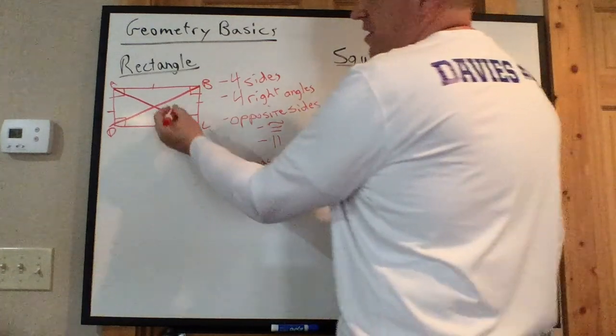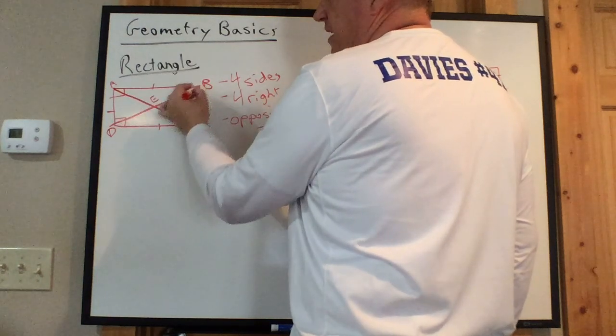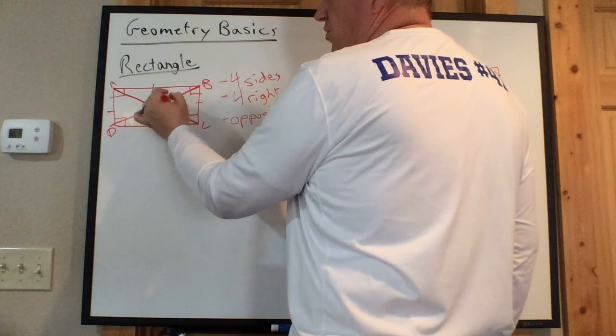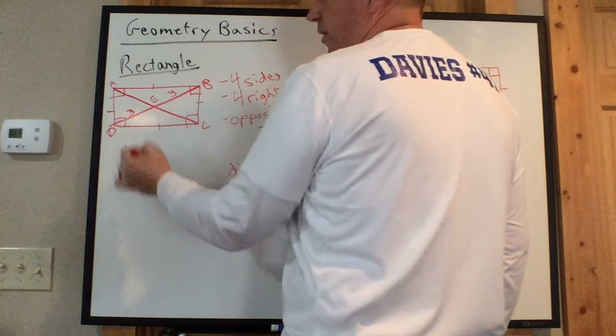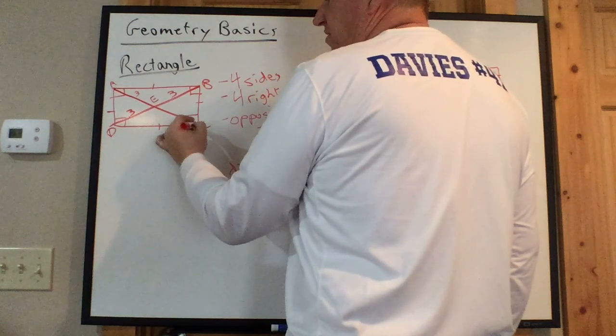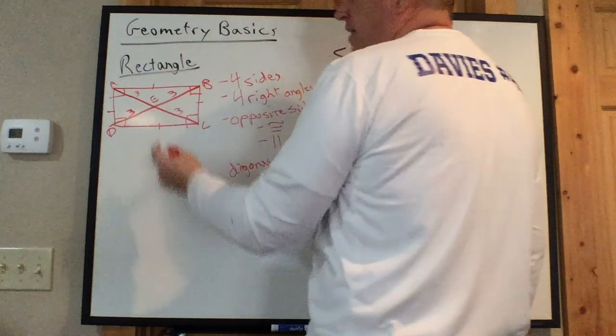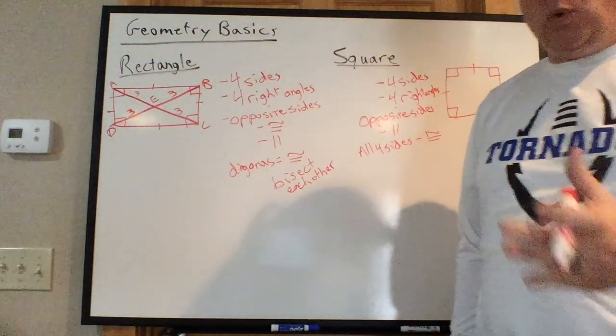That means that this part here, if I call this E, from B to E is, well, let's call it 3. That means D to E would also be 3. Therefore, A to E would be 3, and C to E would be 3. That means it cuts it into 4 equal parts.